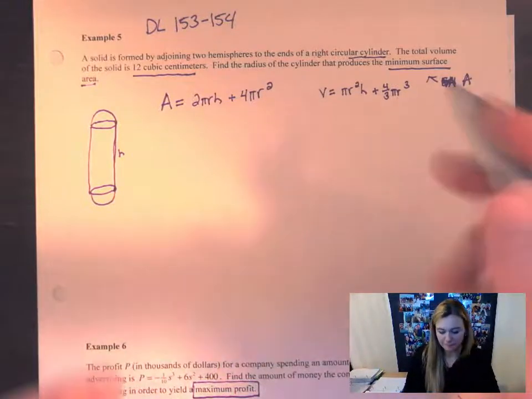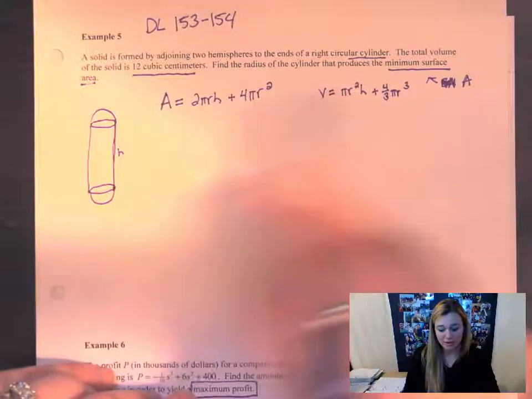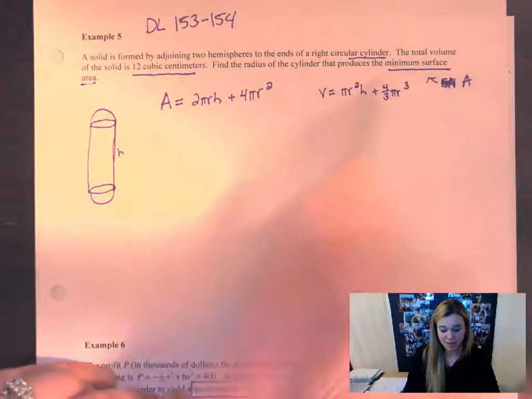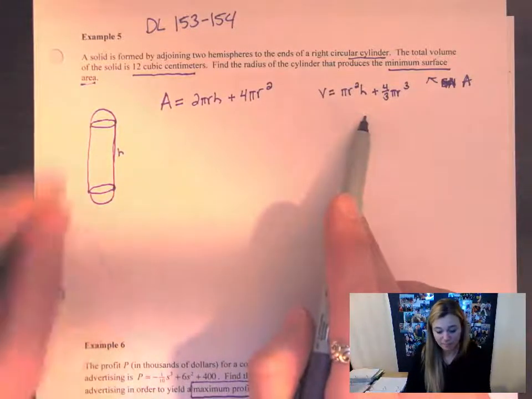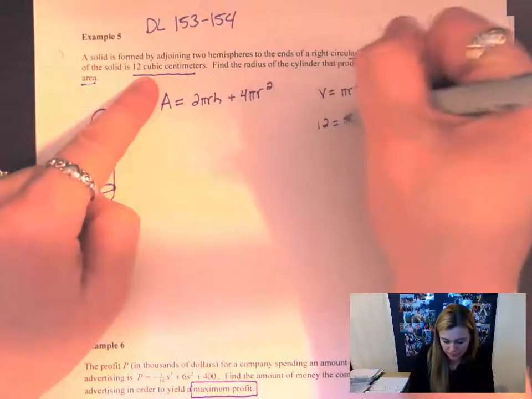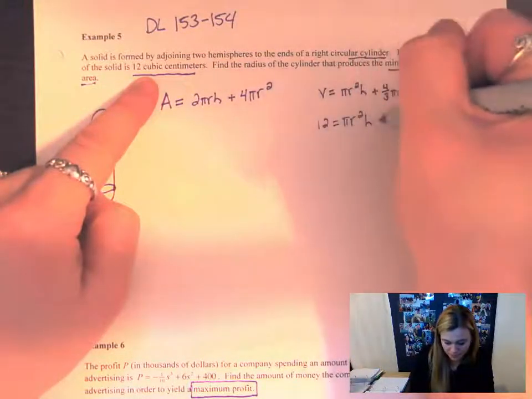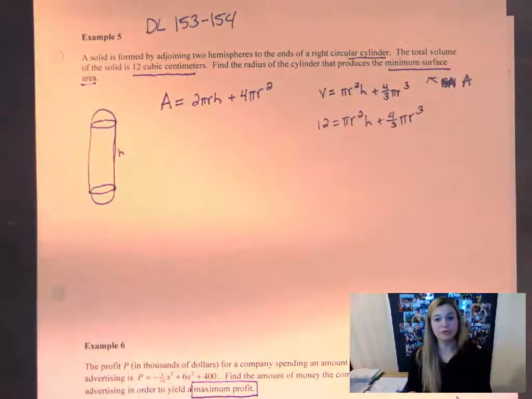You can do it. This is where we've got to come back to really understand what's going on in the problem. If I want a minimum surface area, this is what I want to take the derivative of. This is just going to help me get there. My volume was 12 cubic centimeters. So I substituted in 12 for volume.